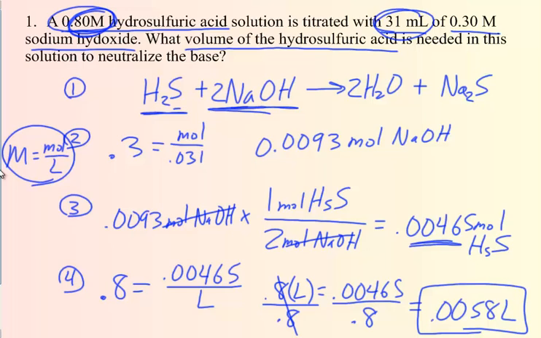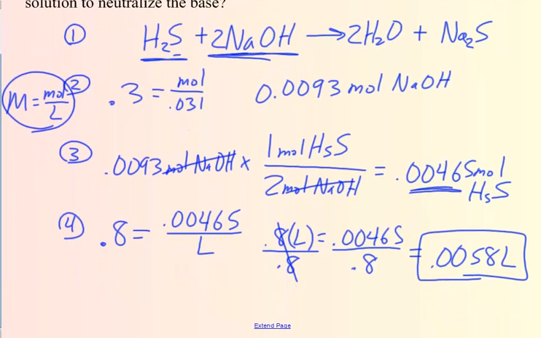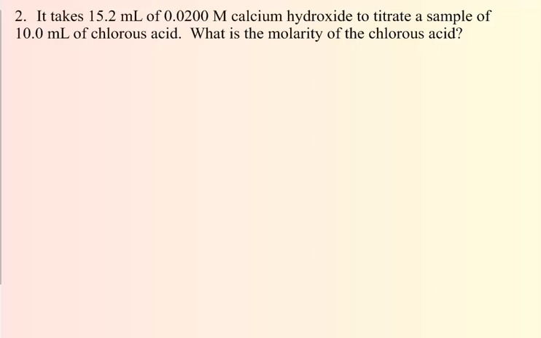this has two significant figures, this has two significant figures. So the smallest number of significant figures, they all have two, so my answer is rounded to 2 sig figs. Moving on to the next one. So looking at this example, same idea here.